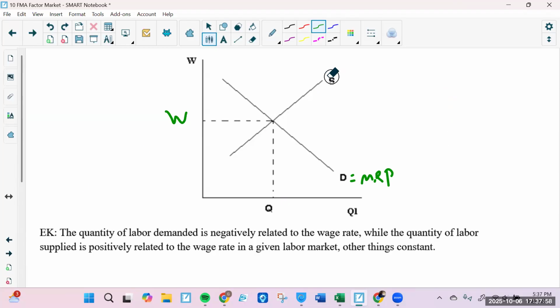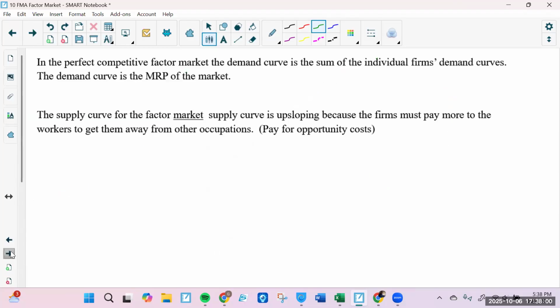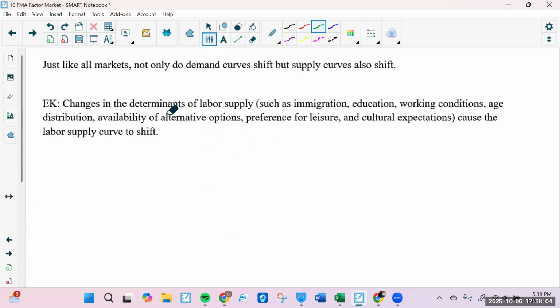But also now we're going to find out that the supply curve in the market can also shift, right? You kind of need to memorize this. Changes in the determinants of supply, such as immigration, education, working conditions, age distribution, availability of alternative options, preference for leisure, and cultural expectations cause the labor supply curve to shift.